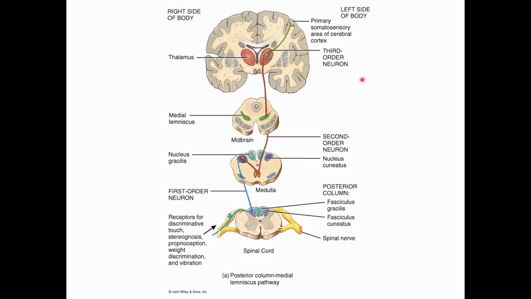Now this is a picture from an anatomy, like an A&P textbook, so we can get a little more detail. So this shows us the dorsal columns or posterior column medial lemniscus pathway.